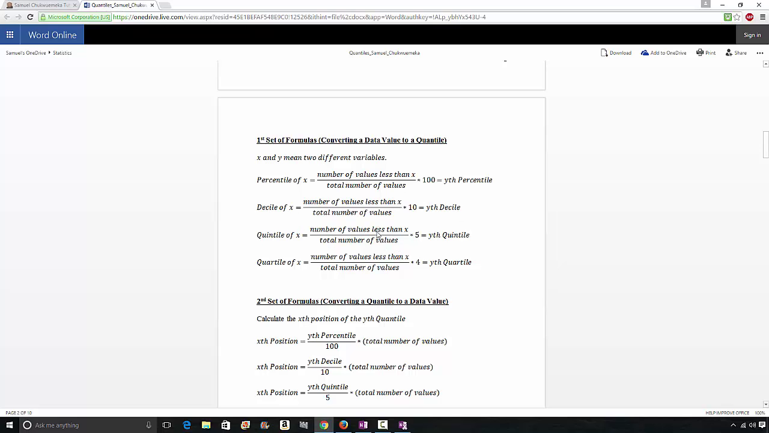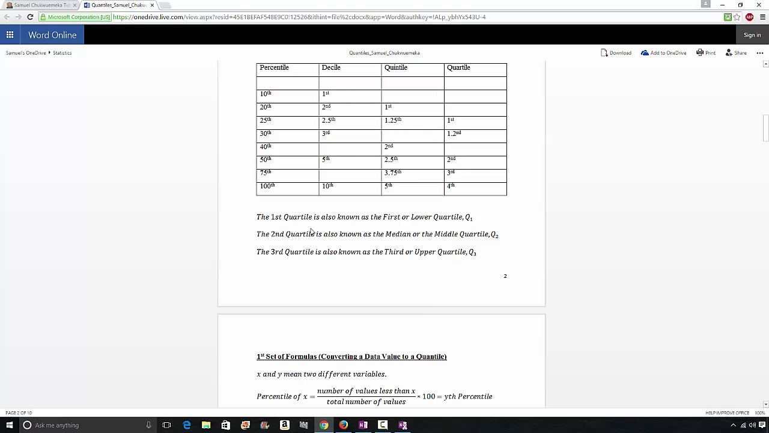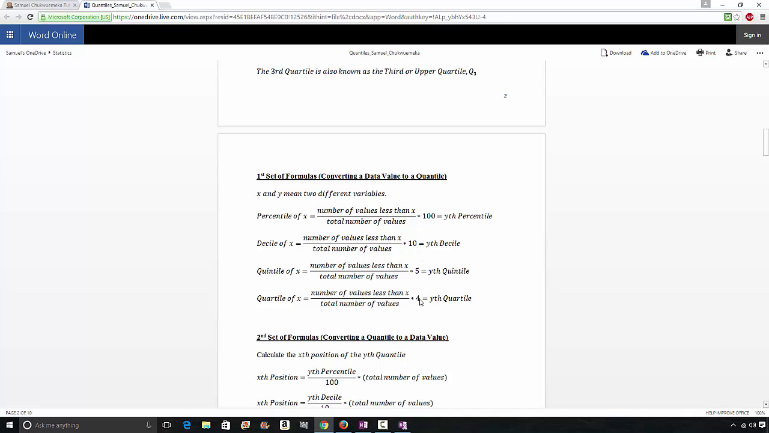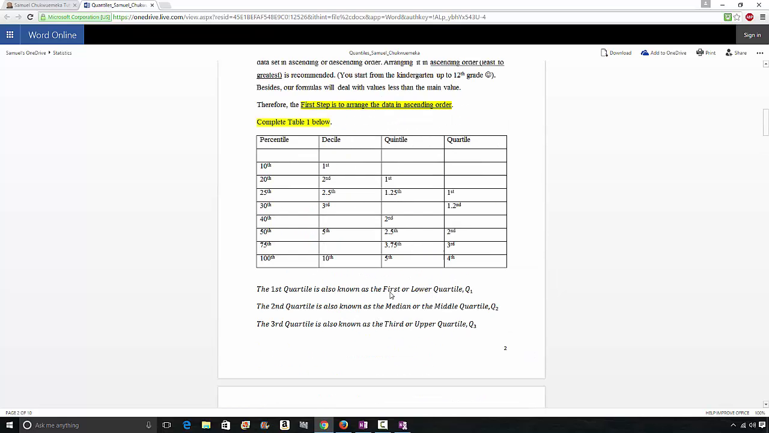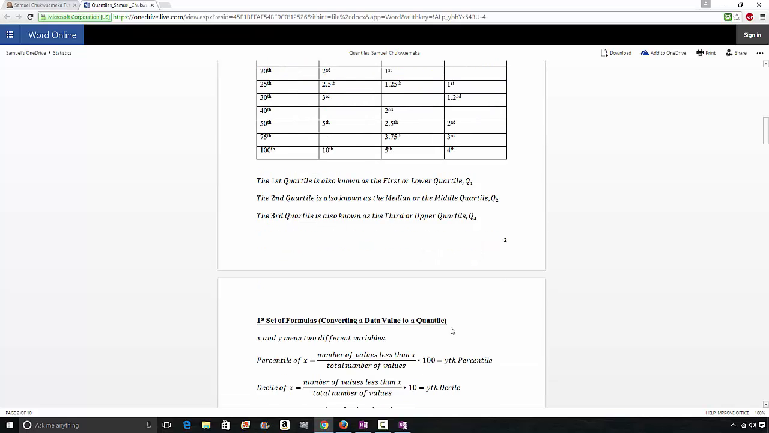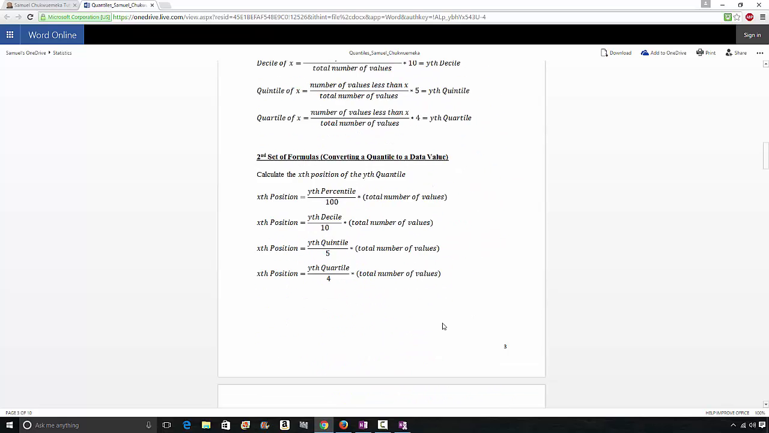To find the quintile, it is the same formula, but rather than multiplying by 100, you multiply by 5. The same applies to the quartile, where you multiply by 4 rather than 100. So for quartiles, you could either use the quartile formula, where you multiply by 4, or the percentile formula, where you multiply by 100, depending on what you're asked to find. We shall look at an example on that.